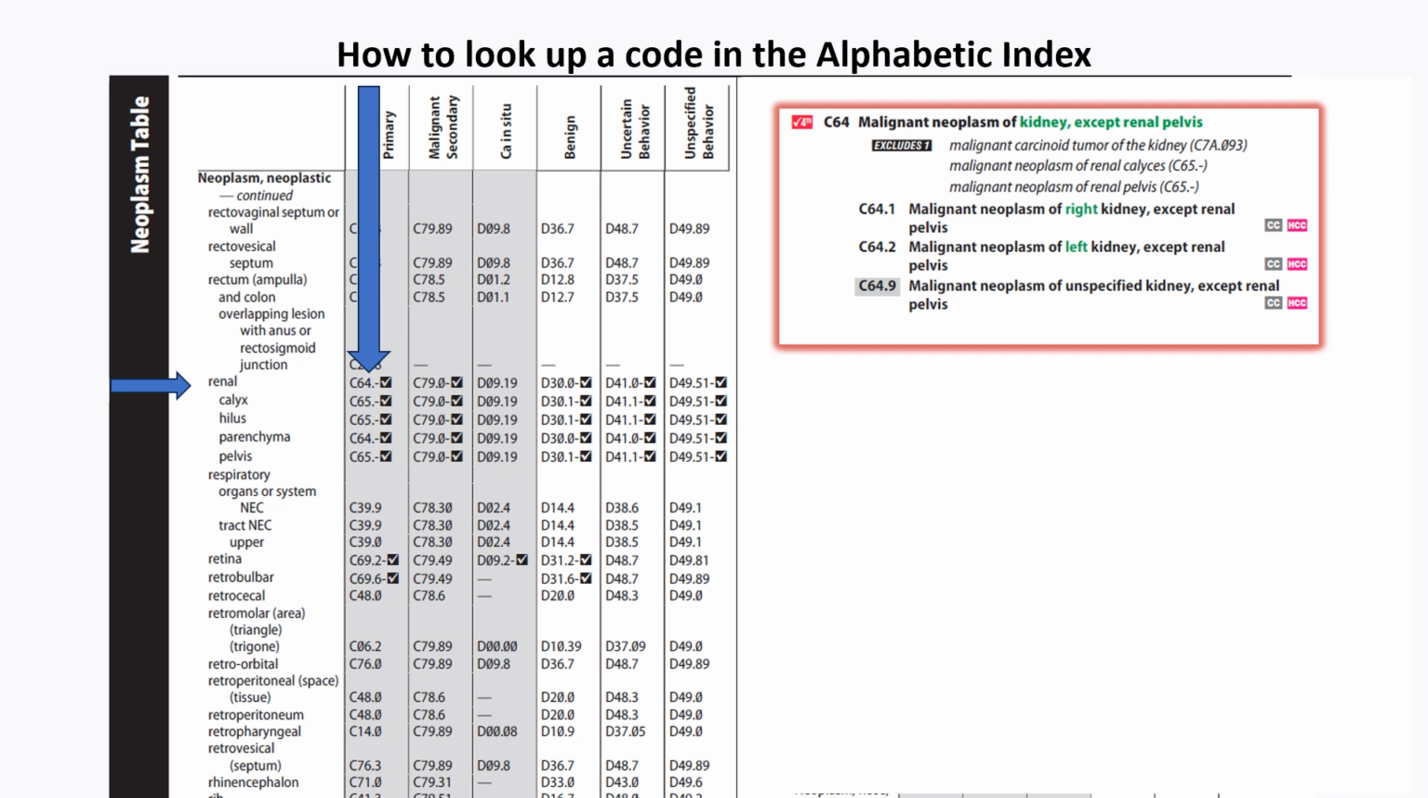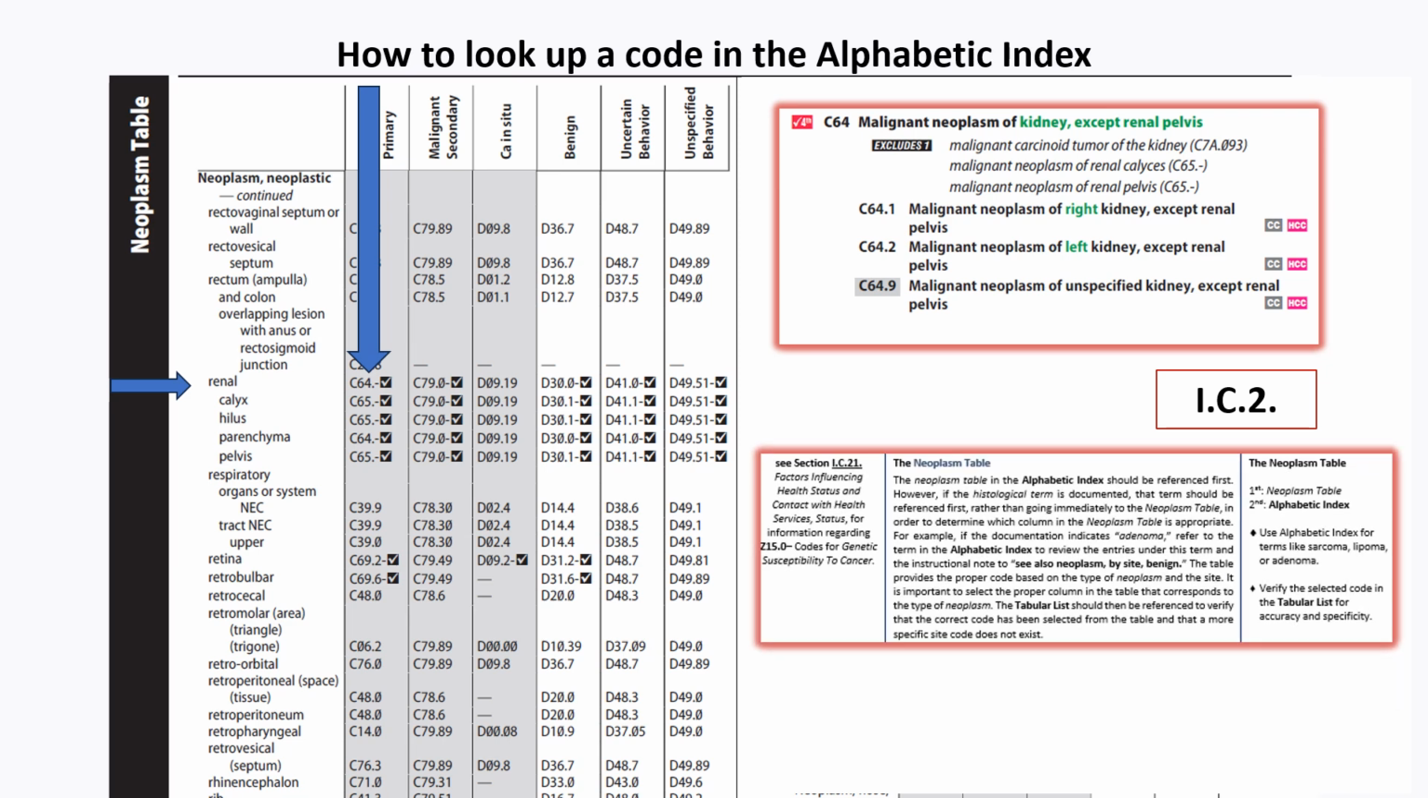Now, how do you know that you're supposed to do this? How do you know, Mrs. J, that you're supposed to look up a neoplasm in the neoplasm table and not the alphabetic index? Well, this guideline, section 1, C2, the very first guideline says it. It says that first you sequence your neoplasm table for a neoplasm. Second, if it's not there, look it up in the alphabetic index. And that guidance is written right here. All right, so it tells you how to sequence, and that's what you do.